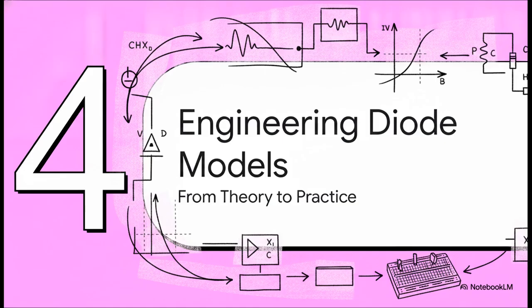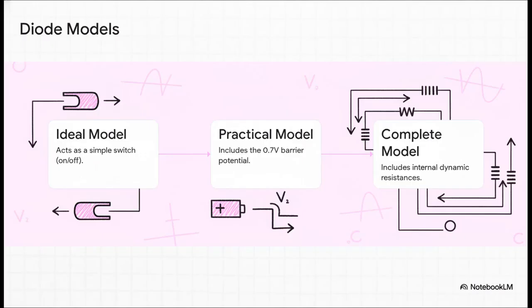Let's head into section 4, engineering diode models, from theory to practice. So how do we actually abstract all this complex physics into tools we can use? Well, engineers rely on a hierarchy of models. We've got the ideal model, the practical model, and the complete model. And you basically pick one depending on how much precision your specific task actually requires.